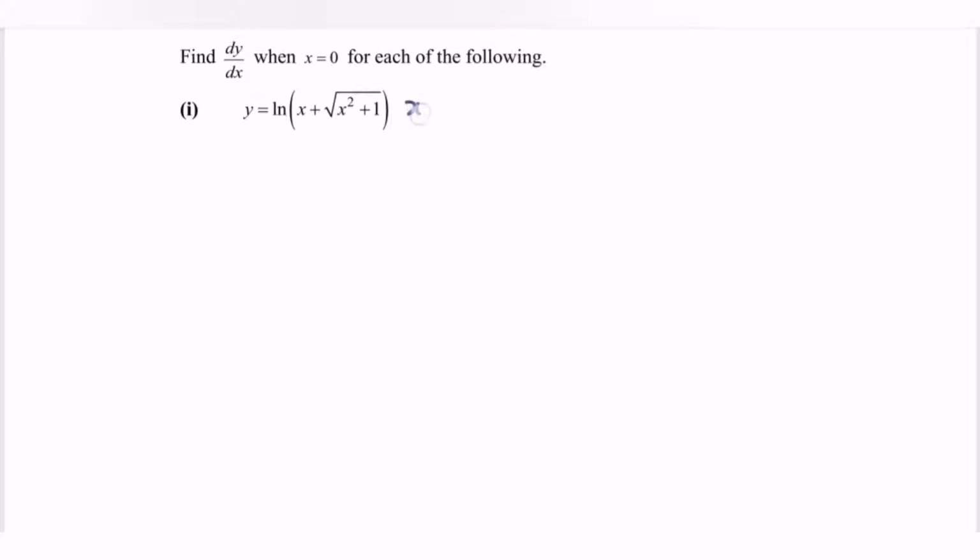If x equals 0, we will have y equals ln(1). So y equals ln 1, meaning that y will be equal to 0. Next we are going to differentiate the situation. Before we differentiate, it is better for us to modify the situation.